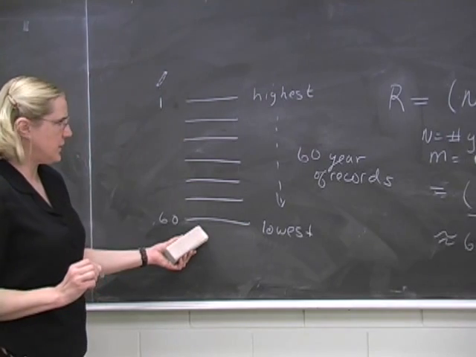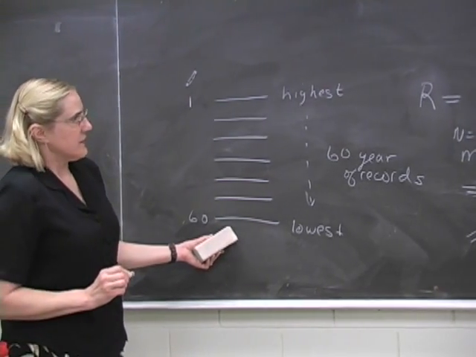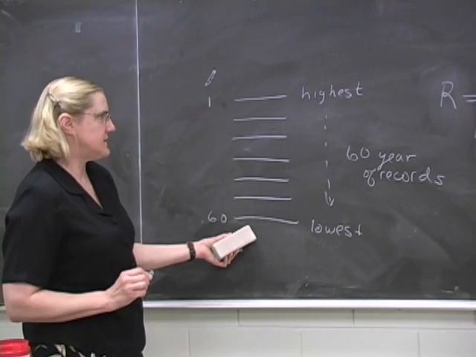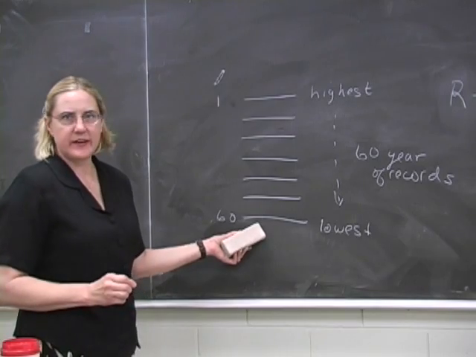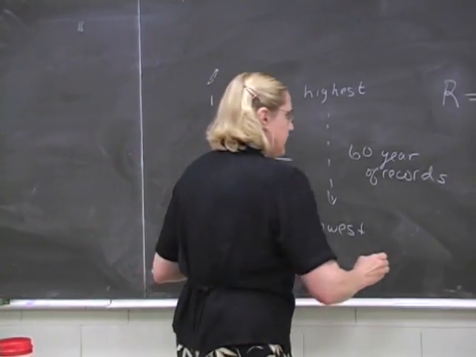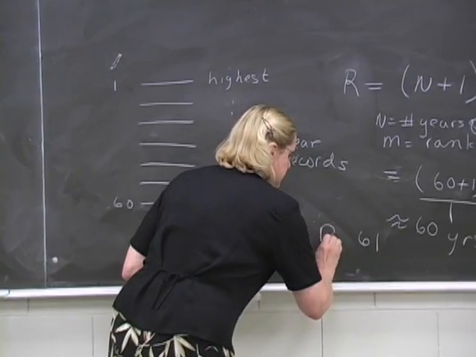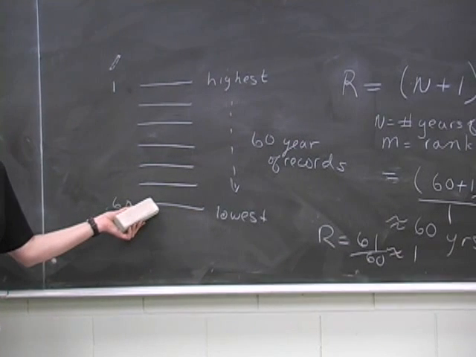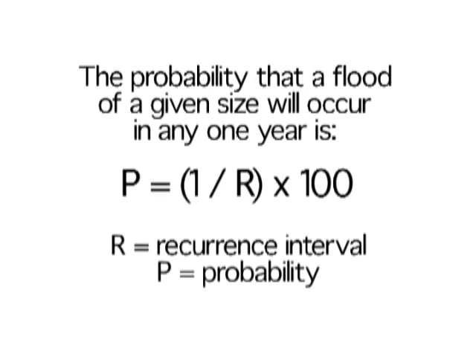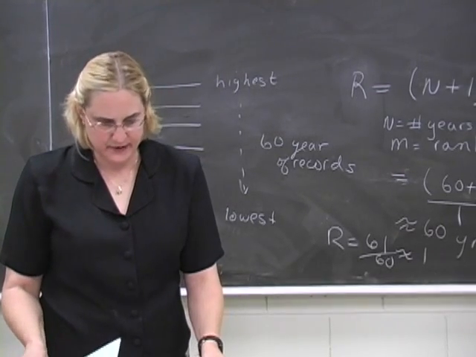Okay, now say for the minimum one, what would that be? N would be, again, 60 plus 1, so 61, but what is its rank? Its rank is 60. So for the minimum flow, R is essentially 61 over 60, which just about equals 1. So that could happen almost every year on average. We can also turn that into a probability. The probability is essentially 1 over R times 100. And we're going to use those two numbers to guesstimate the frequency of floods in the Greenbrook River area. Okay, so now we're ready to actually start the lab.